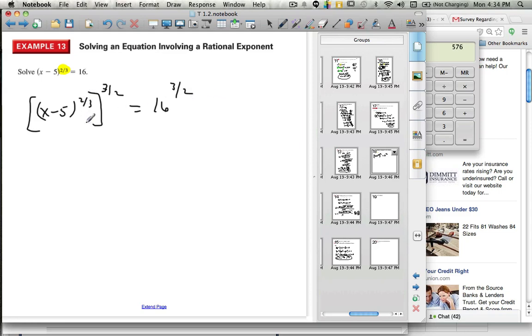All right, I do this because when I take a power to a power, I multiply the exponents. This becomes 1. So I'll have x minus 5 to the first power, which is just x minus 5. And over here, I remember that the denominator is a root and the numerator is a power. So I want the square root of 16, which is 4, cubed. I'm sorry, I think I said that wrong. The denominator is a root and the numerator is a power. So I'll have 4 to the third power, which would be 64. And then if I want to solve, I'll add 5 to either side. X would be equal to 69.